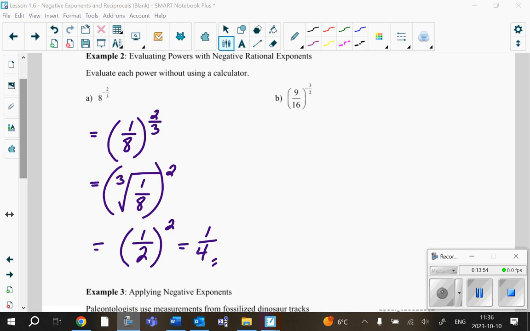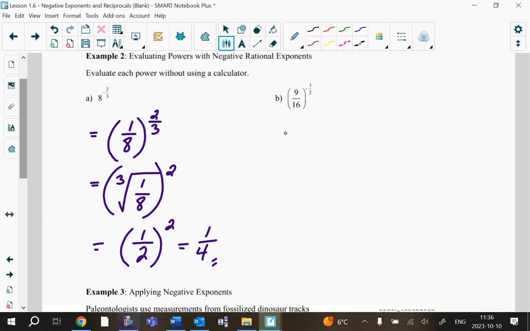What's the first thing we're going to do? Flip what? The base. Flip the base, which allows me to make the exponent positive. Good. Fraction exponent means go to radical.